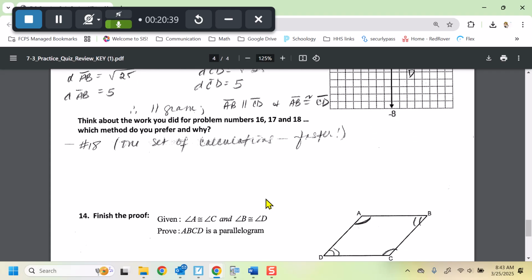Which method did you prefer? Most kids choose the one with slopes. Thumbs up if you pick slopes. Thumbs up if you pick the one I did. I always like picking one side because when I figure out those change in y and change in x's, that applies to both slope and distance. It feels like less work for me.